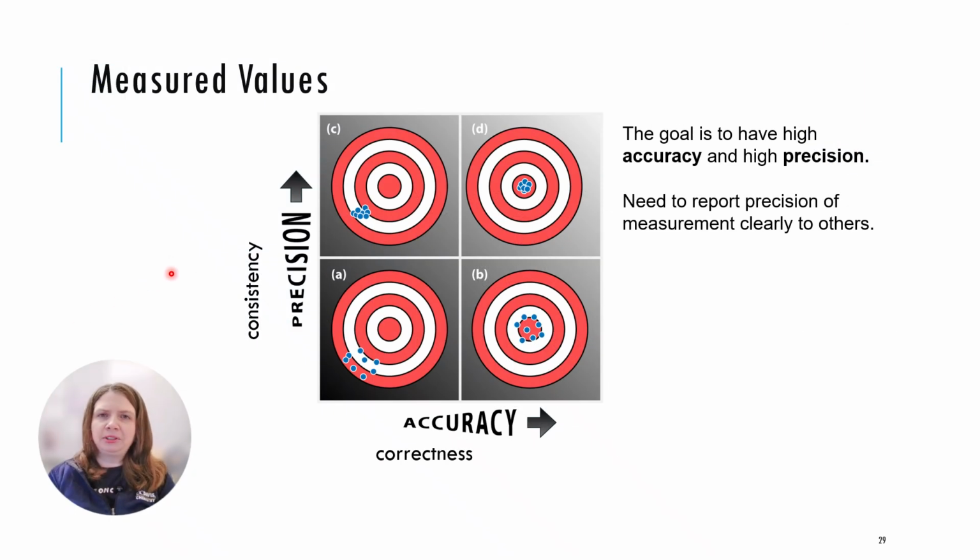When recording measured values, we care about both accuracy and precision. Accuracy refers to how close a measurement is to the true value or accepted value. Precision refers to how close repeated measurements are to one another. A set of measurements can be precise without being accurate, and vice versa.